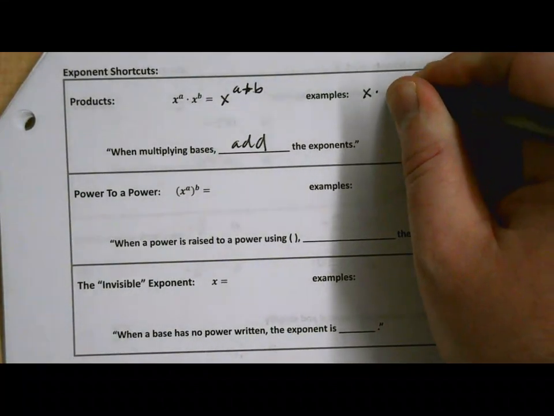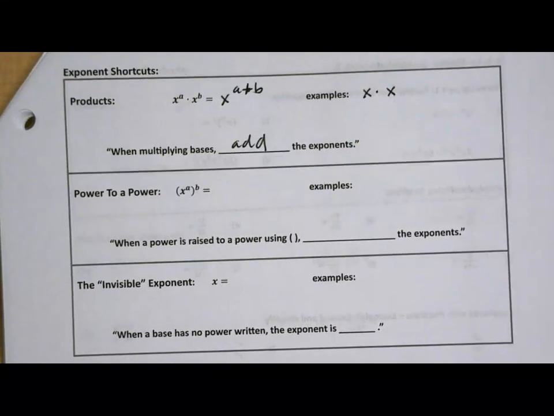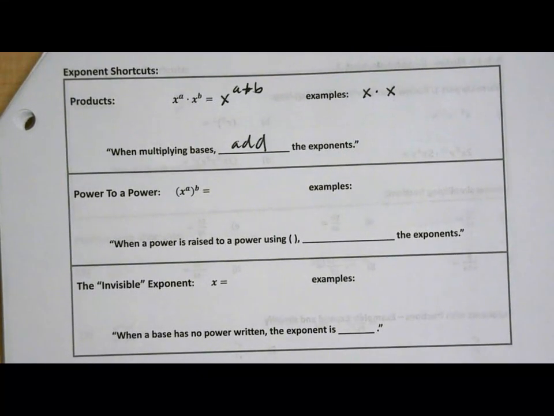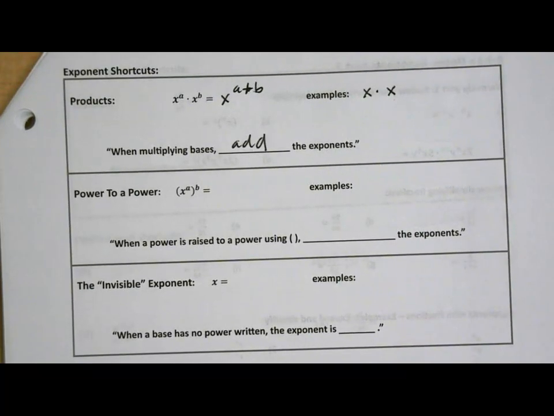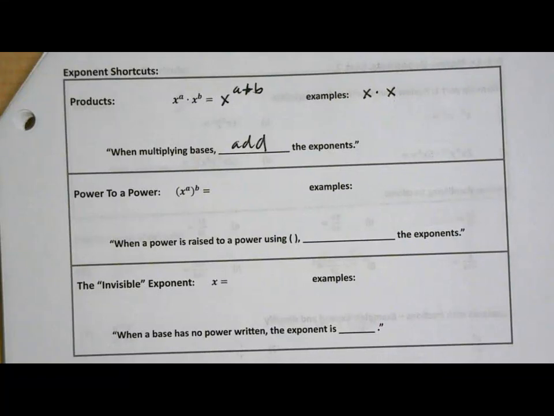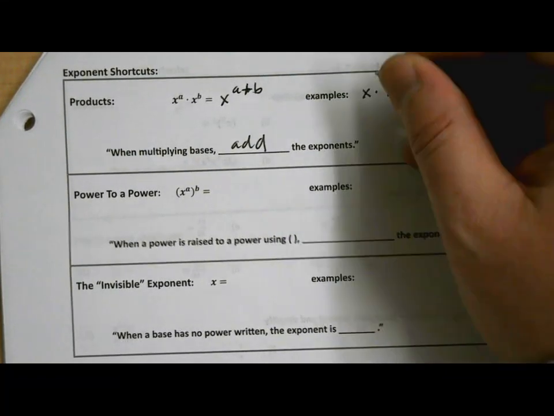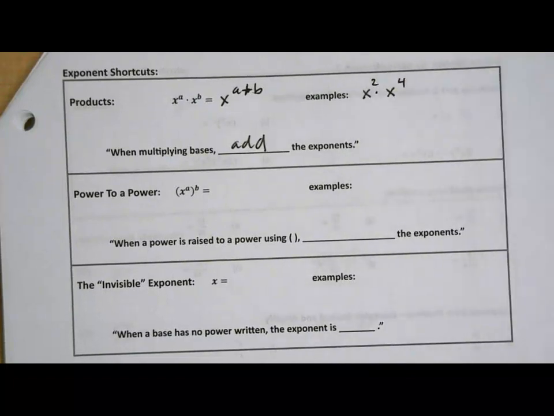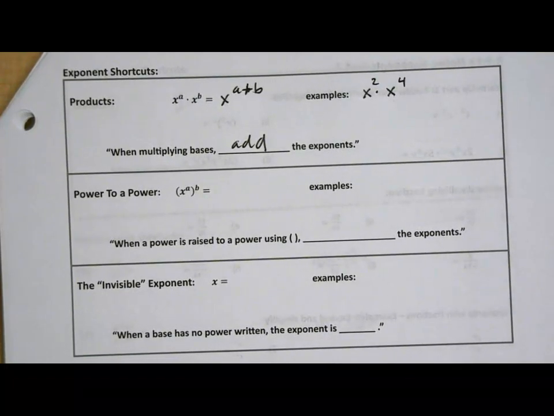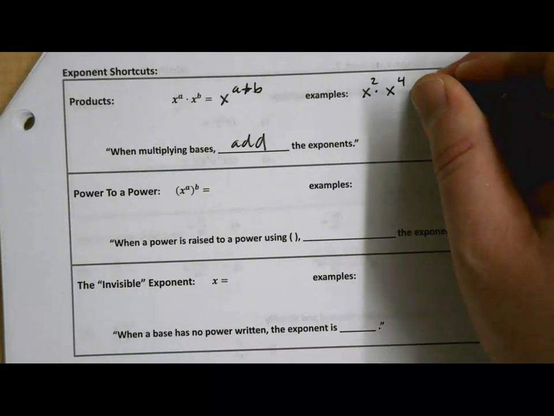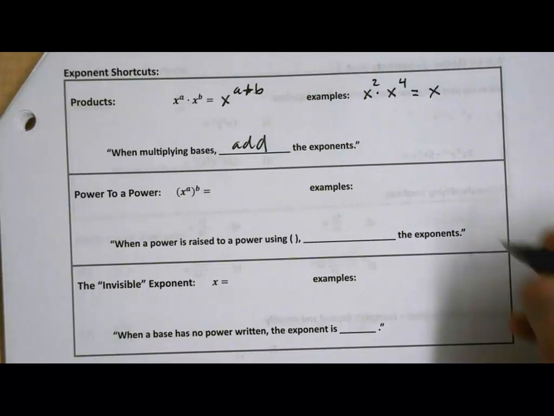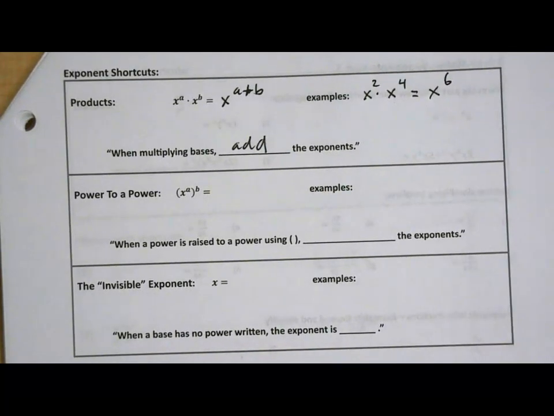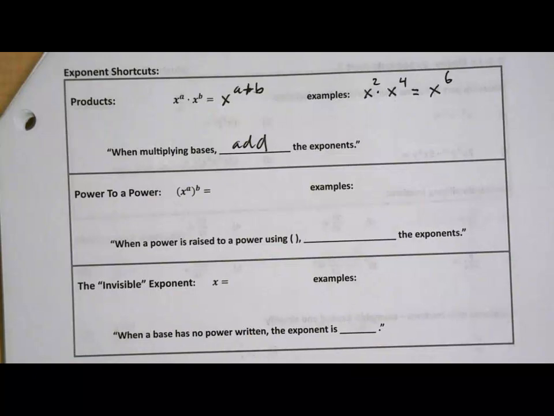Someone give me a couple exponents, something that we would be able to add in our heads. Can you give me a couple numbers? 2 and 4. That is an excellent example. Very nicely done. X to the second times x to the 4. If we use this shortcut, our answer is going to be x to the 6th. 2 plus 4 is 6. And we didn't have to write them out. That's way better, isn't it?